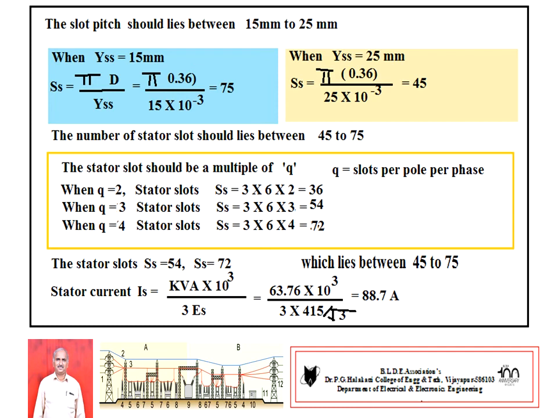After rough selection of stator slots, go to calculation of stator current per phase. So Is equals kVA into 10 to the power of 3, that kVA you convert into volt ampere, divided by 3 into Es. Es is again phase voltage. Be careful. So you substitute Es, which type of connection? Star connection. Hence phase voltage 415 divided by root 3. So we are going to get around 88.7 amperes.